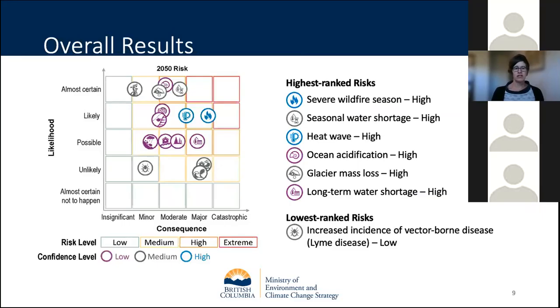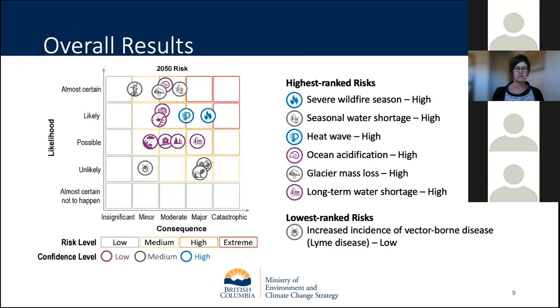Okay, so here's a look at the overall results. This is a standard risk matrix where you've got likelihood multiplied by consequence, and the overall risk score ranges from low in the bottom left-hand corner in the green through to extreme in the top right corner. And for each of the 15 risk events, you can see them plotted on that figure.